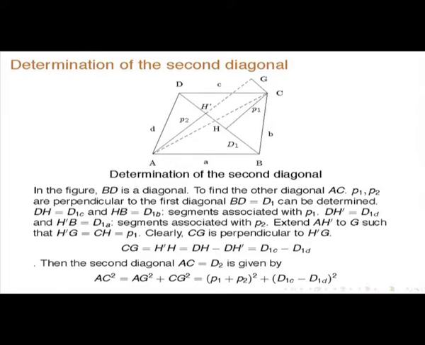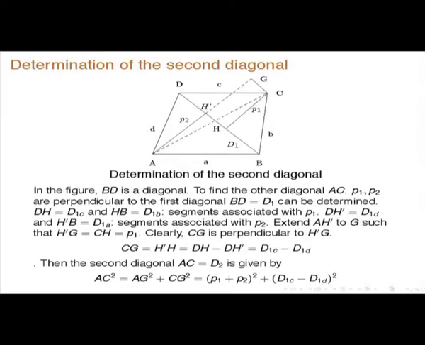And the second diagonal will be, you see this is P2, this is P2 and this is P1. So, this AG will be P1 plus P2, the sum of the perpendiculars, and you square that, plus you square the difference between the segments associated with different triangles, D1C minus this. So, square these things, add them and take the square root to get the second diagonal.